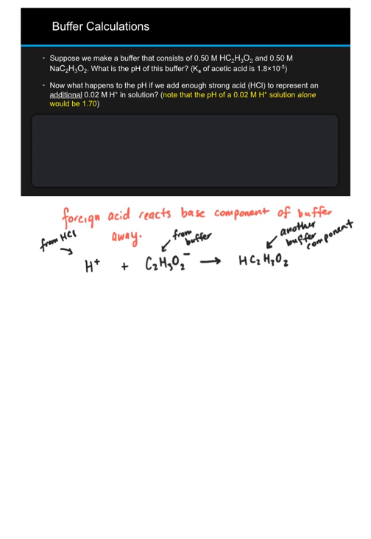The reaction of a foreign outside source of strong acid, like H plus from HCl, reacts with the conjugate base component of our buffer to generate an excess of the conjugate acid component of our buffer. This reaction does not reach equilibrium. It goes to completion. Our mantra is going to be that strong plus weak react complete.